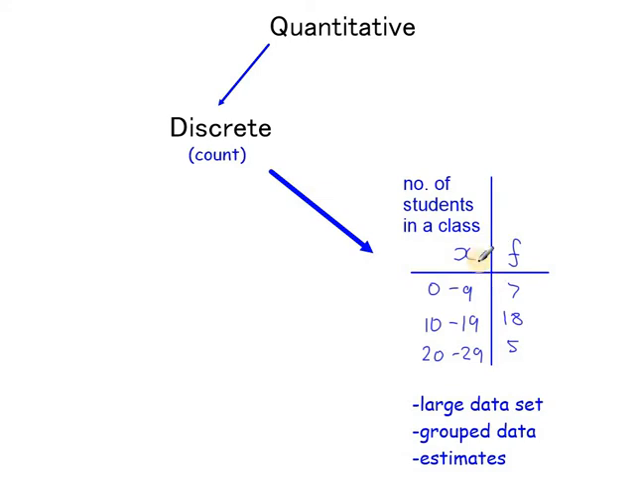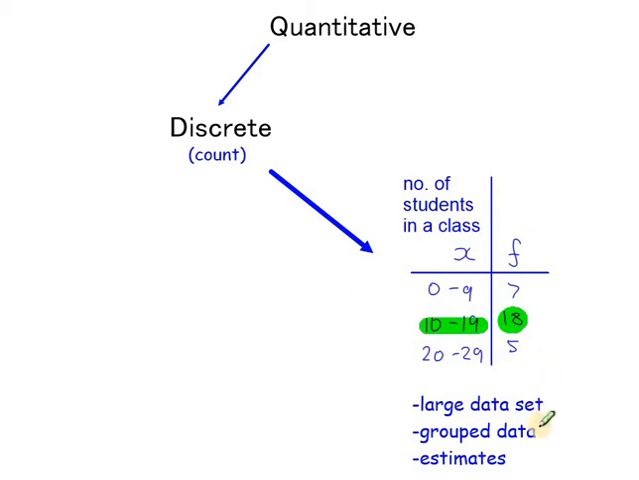So in this example, we have the number of students in a classroom. Here we have a classroom that has anywhere starting from 10 students and up to and including 19 students. There were 18 such classrooms in a school. The data is grouped. It is discrete because we're counting the number of students in a class.